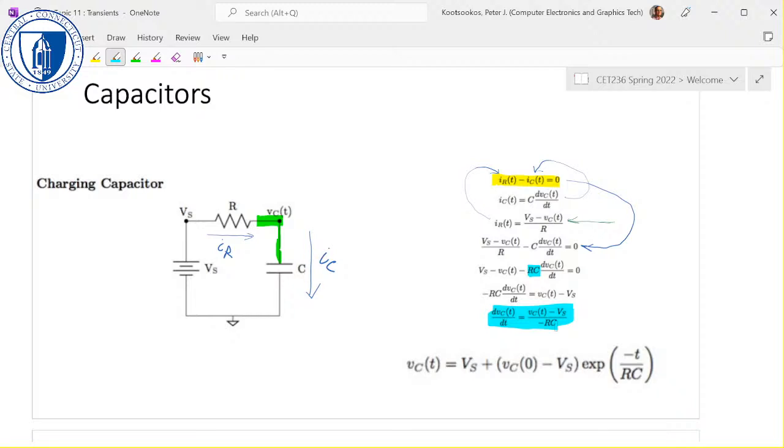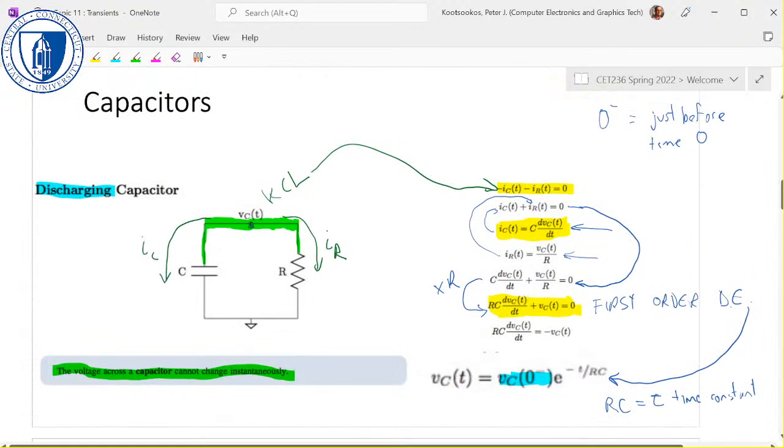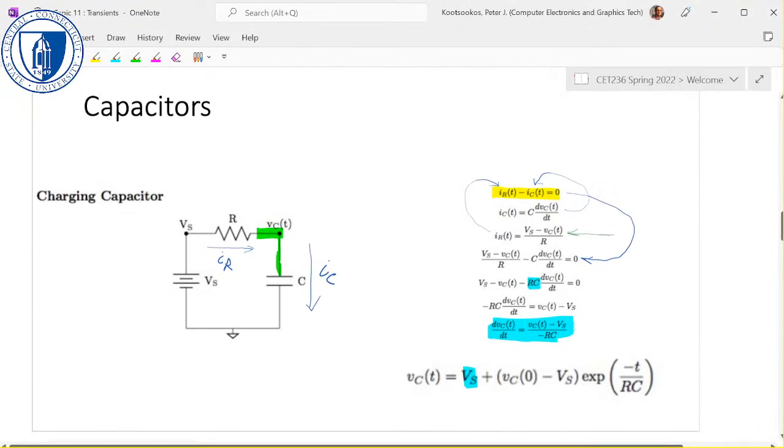And again, because it's a first-order differential equation, the solution is just a decaying exponential. So we get a decaying exponential. We've got a slight difference now, though, because we've got a constant offset term. Remember, back a few slides, back one slide, the voltage across a capacitor cannot change instantaneously. I equals C dV dt. So if the voltage changes instantaneously, you get an infinite current. So you can't change that voltage instantaneously. Okay.